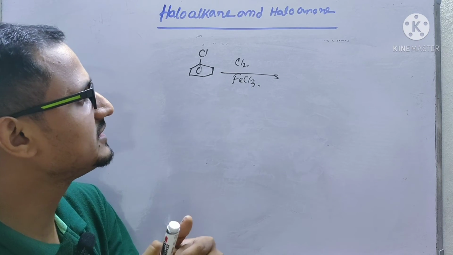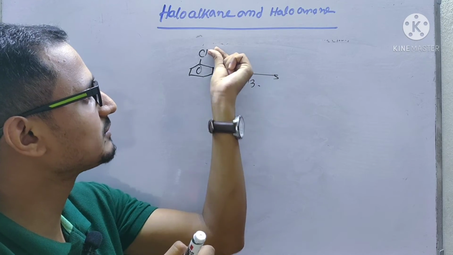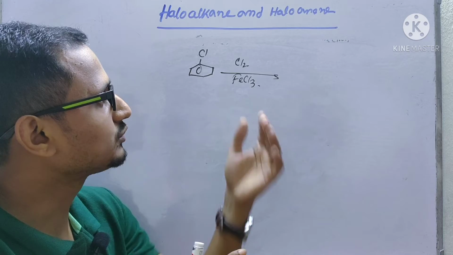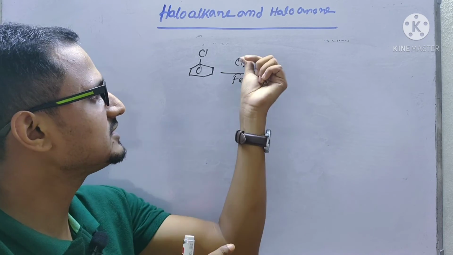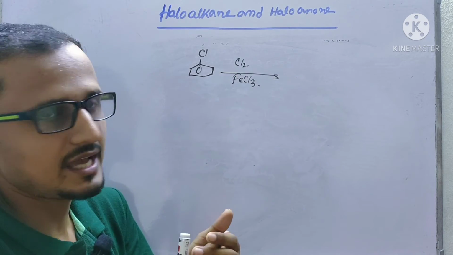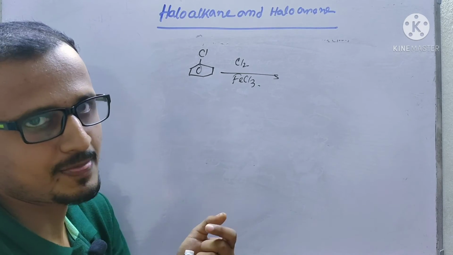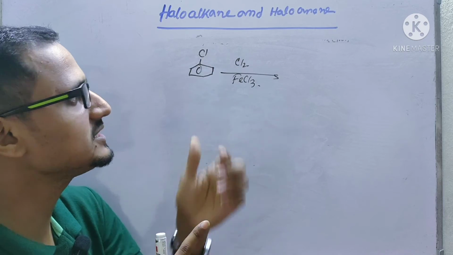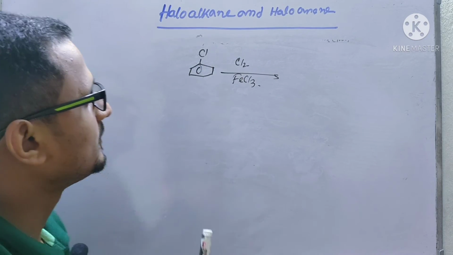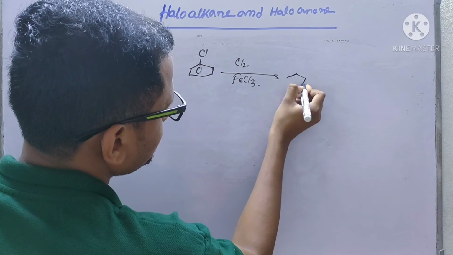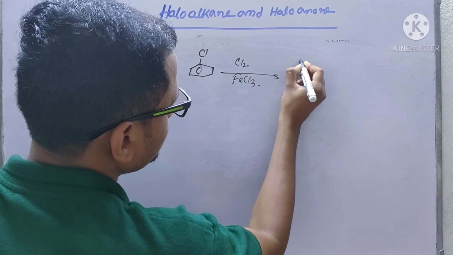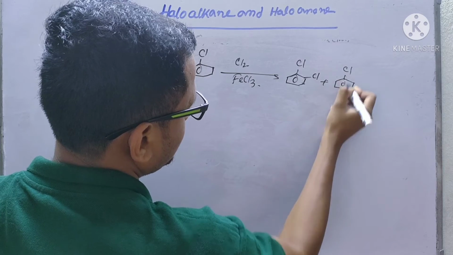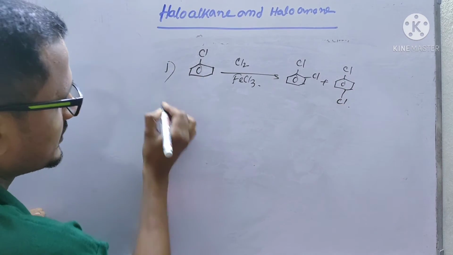Now when you treat chlorobenzene with chlorine in presence of FeCl3, then two kinds of product will be there. One will be ortho, that means this chlorine will be attached in ortho position, and it can be attached at the para position also. Okay, as this chlorine is an ortho-para orienting group, you will get a mixture of products. This is the first one.